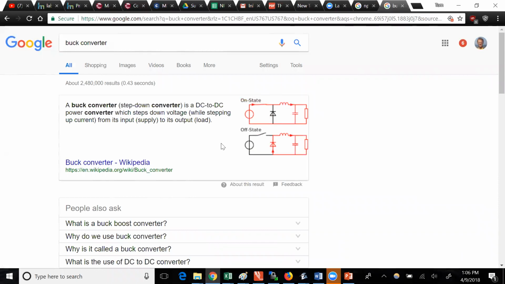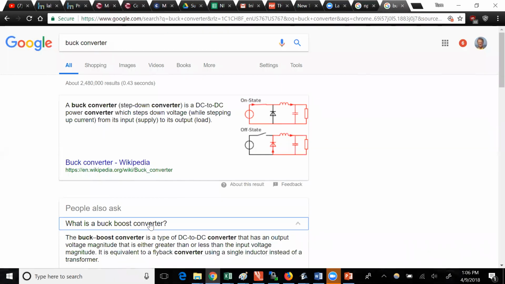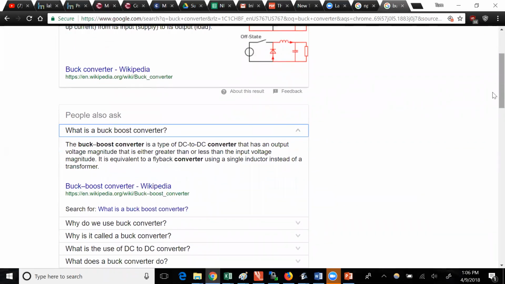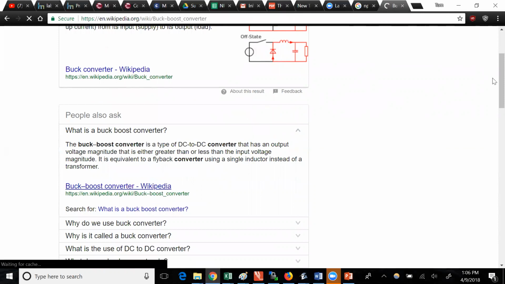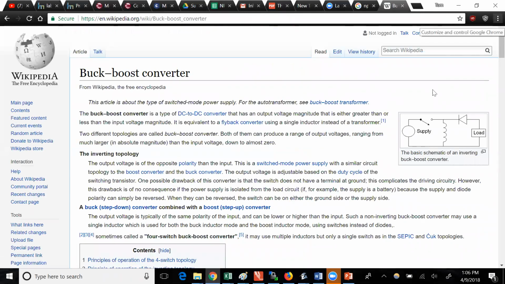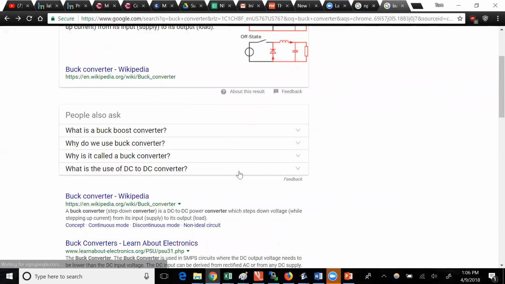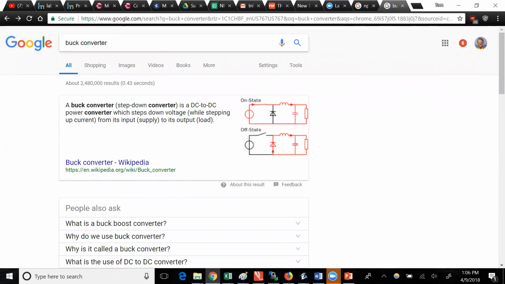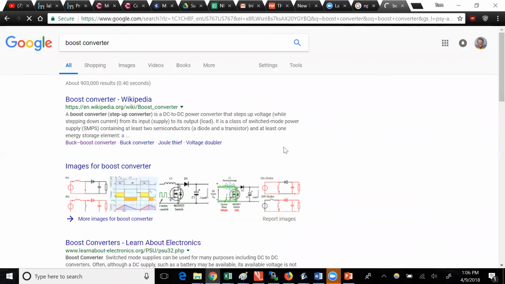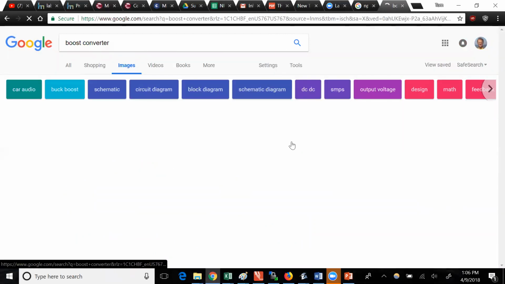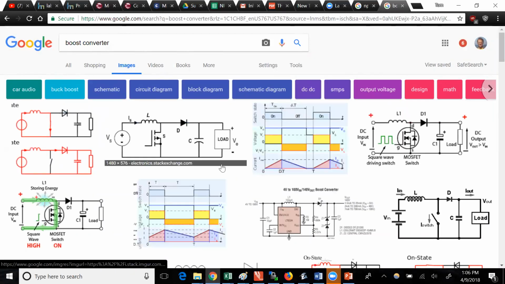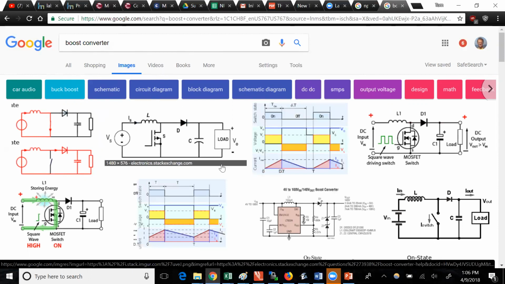A buck converter is a DC to DC power converter which steps down voltage while stepping up current, or vice versa. You can make a boost converter. And what's cool about this, so these are all really abstract, right? What good are these things? You're doing all this stuff. But here is a circuit. It's a boost converter. Now it has a diode in it, but it's actually still analyzable using a lot of RLC stuff.